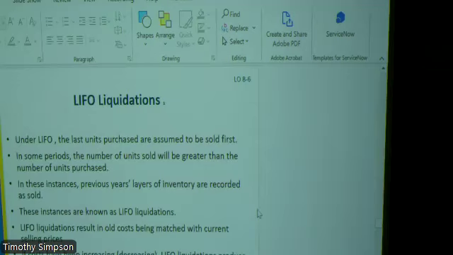In some periods, the units sold will be greater than the number of units purchased. So what does that mean? It means we're moving up the food chain here. We're moving up the purchase chain. In other words, we're cutting into layers of inventory that were purchased sometime previously. So as a result, we're going to liquidate what we call layers of inventory. And we're going to do it.